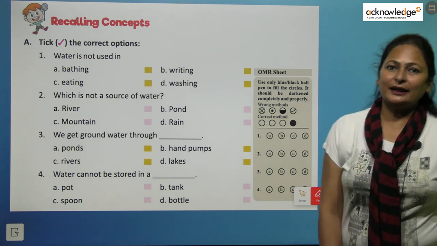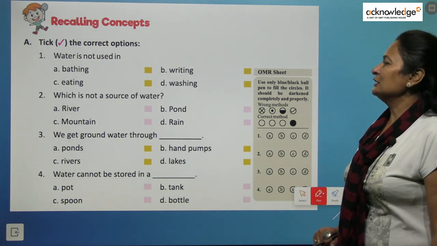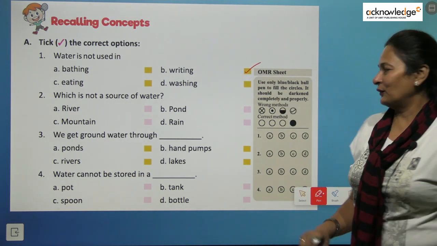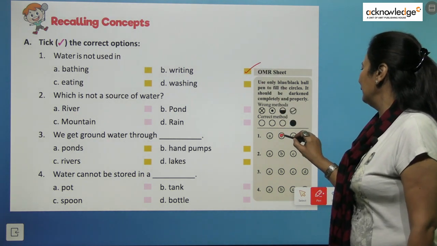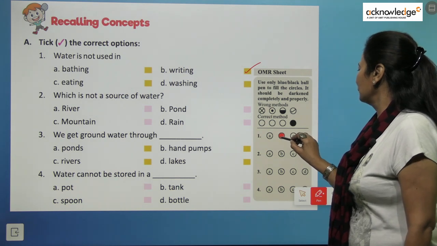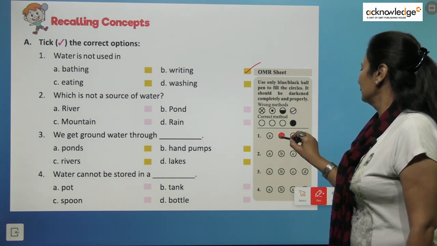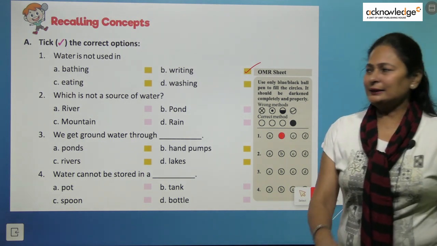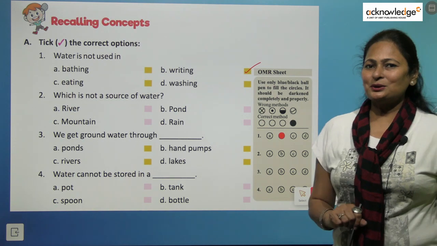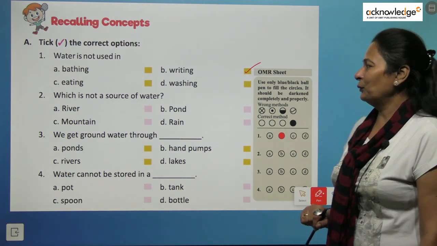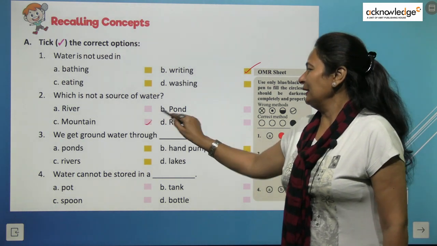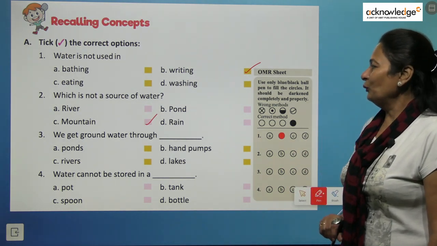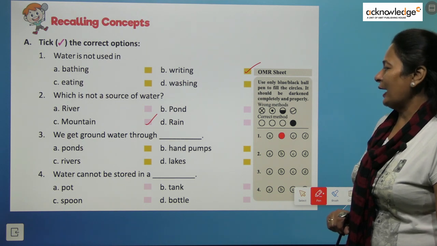First is take the correct option. Water is not used in. Correct answer is writing. So, fill this circle too. Next is which is not a source of water: river, mountain, pond or rain. Mountain is not a source of water.